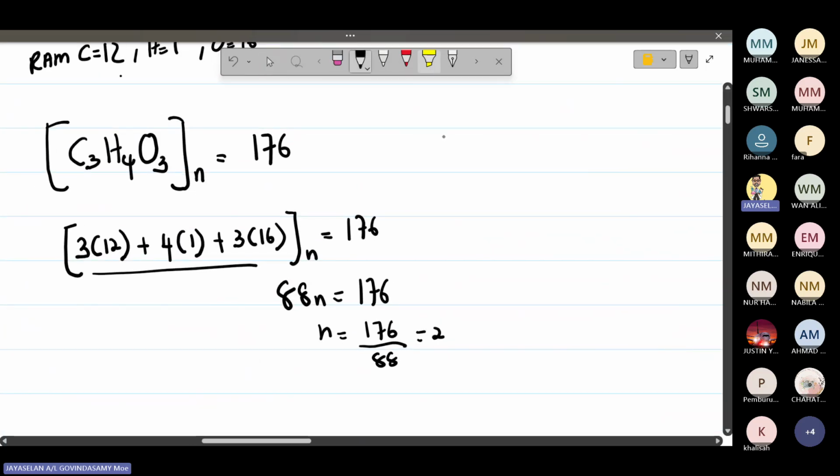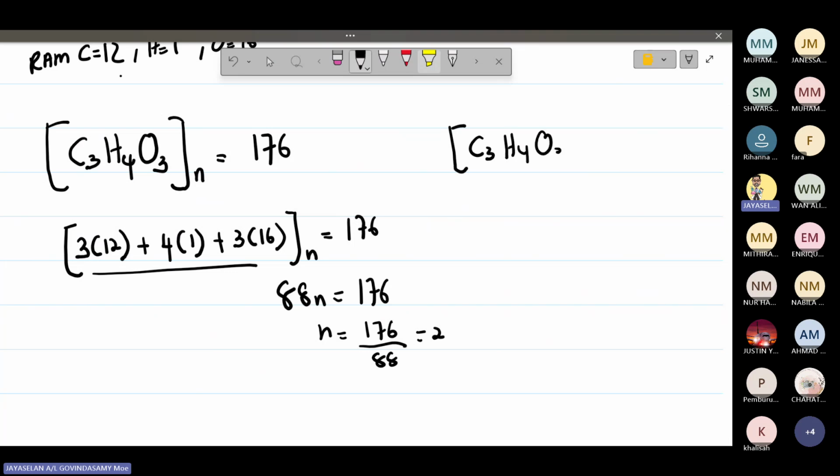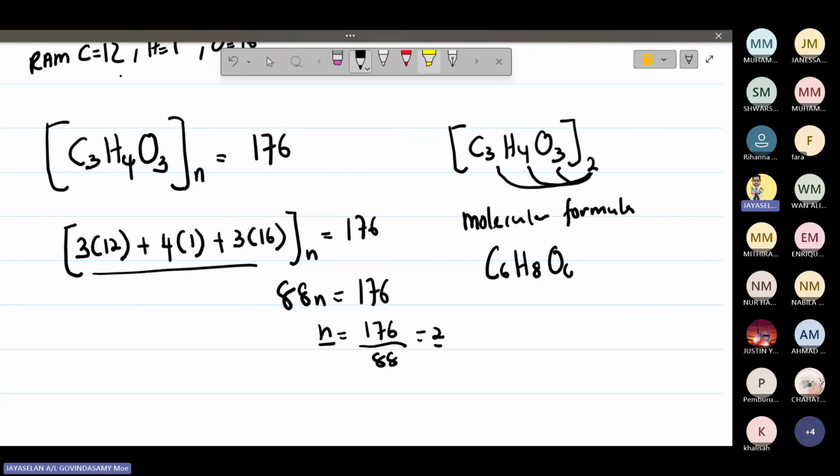Okay, so you put here the empirical formula C3H4O3, the n symbol. This n value is 2, right? You put 2. Then you put here molecular formula. How to find the molecular formula? Multiply. 3 times 2, C6. Okay, 3 times 4, no, 4 times 2, H8. Okay, 3 times 2, O6. This is the molecular formula of ascorbic acid. You guys already score full mark. Any question? So far understand, right?